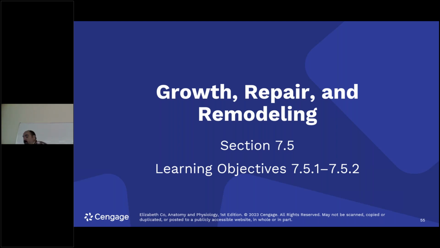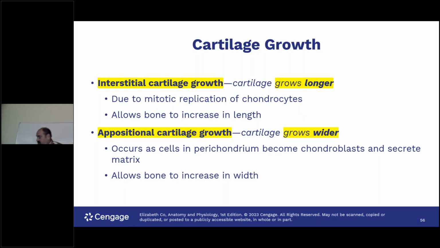So review. Growth, repair, remodeling. Again, replacing old bone with new bone is remodeling. So cartilage growth: interstitial and appositional. Interstitial cartilage growth, cartilage grows longer. Appositional, cartilage grows wider. Simple enough. So interstitial cartilage growth allows bone to increase in length. Appositional cartilage growth allows bone to increase in width.